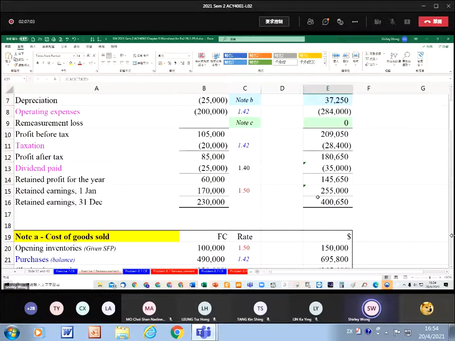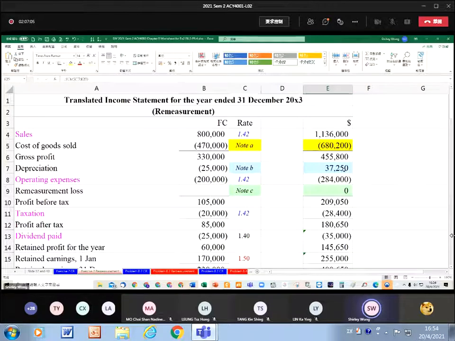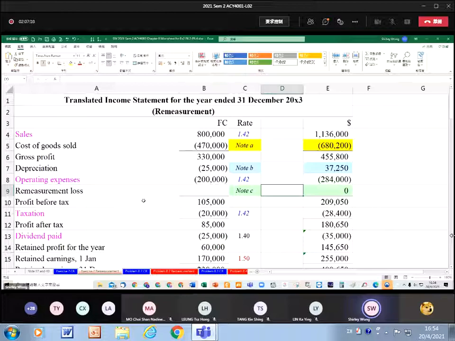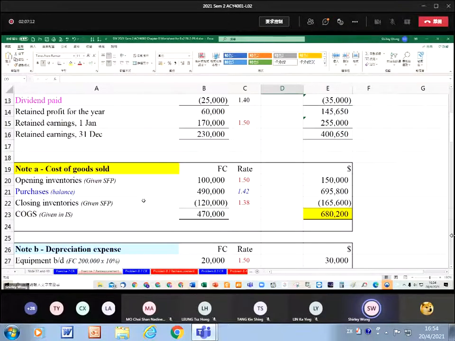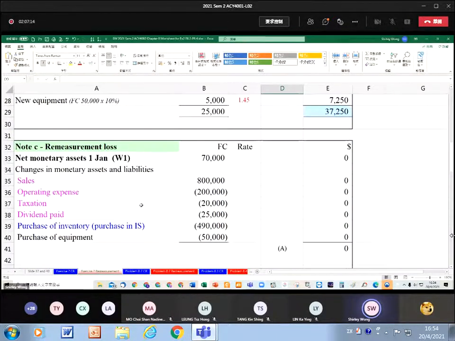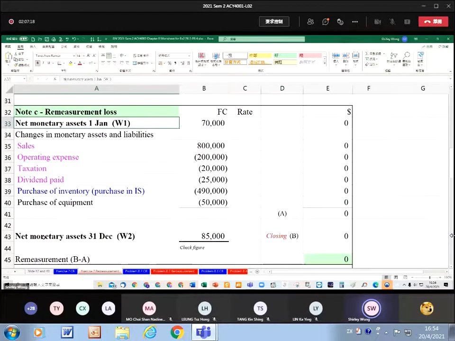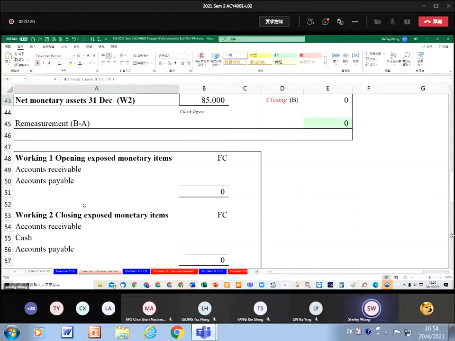Okay, so we have got the depreciation. And then we look at note C. Note C is to calculate the remeasurement loss. So let's look at the remeasurement loss. For the remeasurement loss, we need to find out the original net monetary asset and then the closing net monetary asset. So go back to the questions.